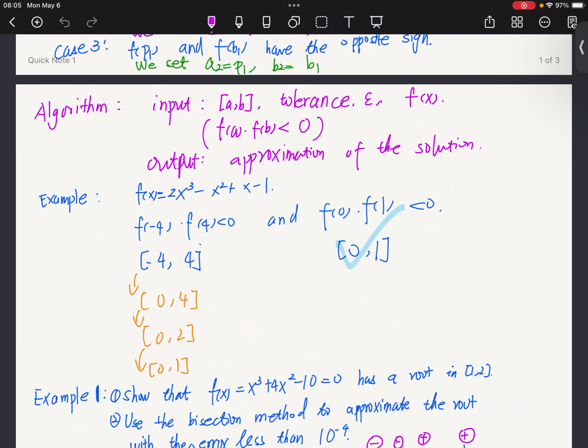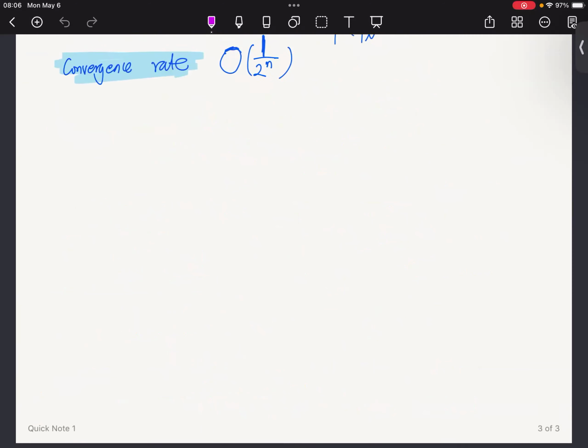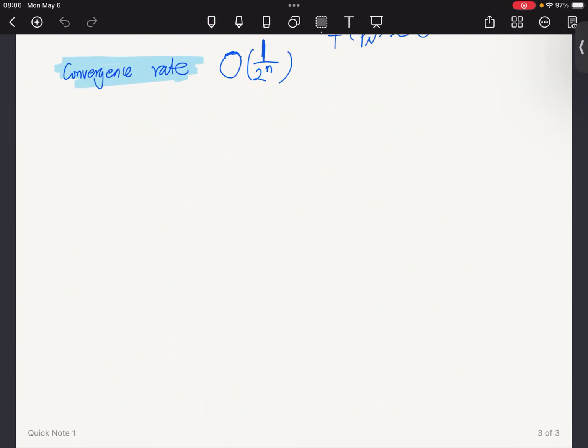Let me show you one example of how to choose the new interval here.